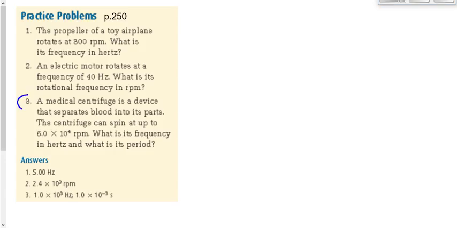Number 3 says a medical centrifuge is a device that separates blood into its parts. When you donate blood, how many people have donated blood? Nobody? Oh, okay, that's right. Most of you are 16, right? When you turn 17, you can. I don't think you have to be 18, actually.